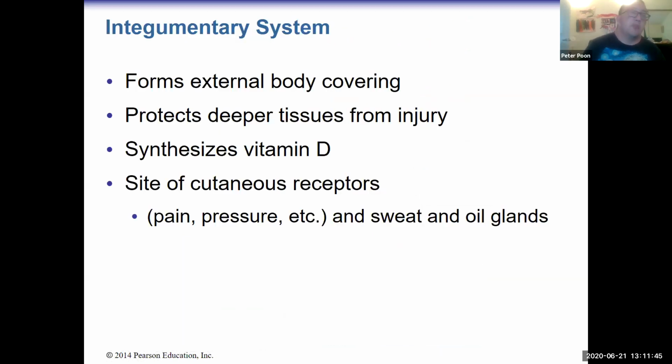The integumentary system forms the external body covering. It protects the deeper tissues from injury. It synthesizes vitamin D. So the integumentary system is your skin.